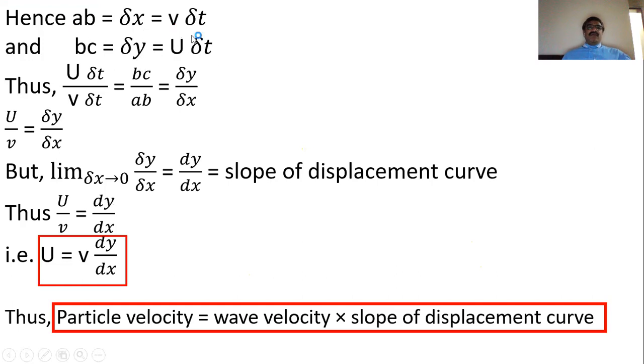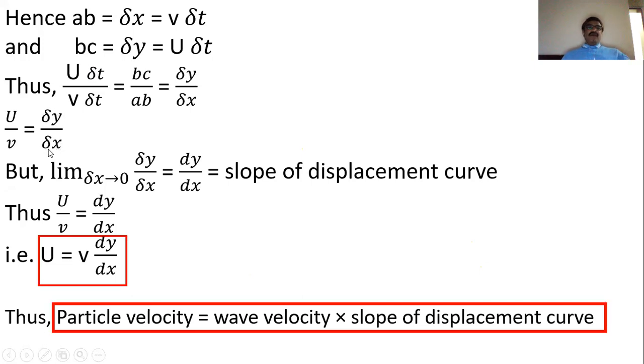Now let us take the division of these two. So u into delta t upon v into delta t is simply equal to BC upon AB. Now this BC upon AB is equal to what? Delta y upon delta x. So if you solve this equation, this delta t cancels out. So u by v is simply equal to delta y upon delta x.